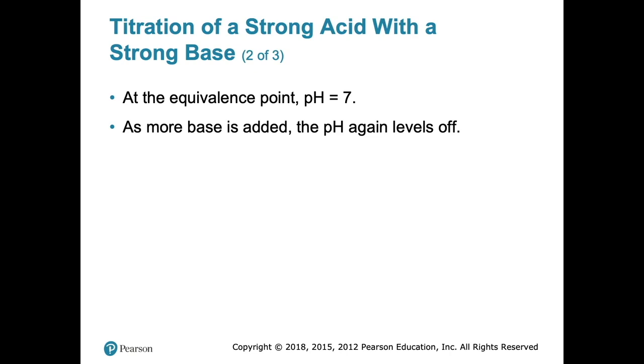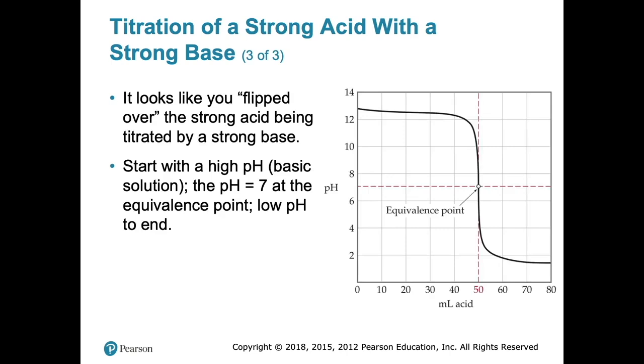As more base is added, the pH levels off again, so it slows back down again, right? So this is interesting. Let's do it the other way. Say we started out with a strong base, okay? And now we're titrating into it a strong acid. The same thing happens.